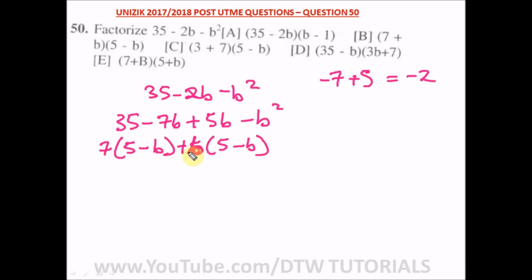And you know, if you open this bracket, you have 5b. Then b times this is what? Minus b squared. If you also open this bracket, you have what? 35. Then 7 times minus b is what? Minus 7b. So let's take in our like terms. So we are left with what? 7 plus b, bracket, 5 minus b. So this is our what? Factors of the equation. So what is our right option here? Our right option should be option B. That's 7 plus b, bracket, 5 minus b.